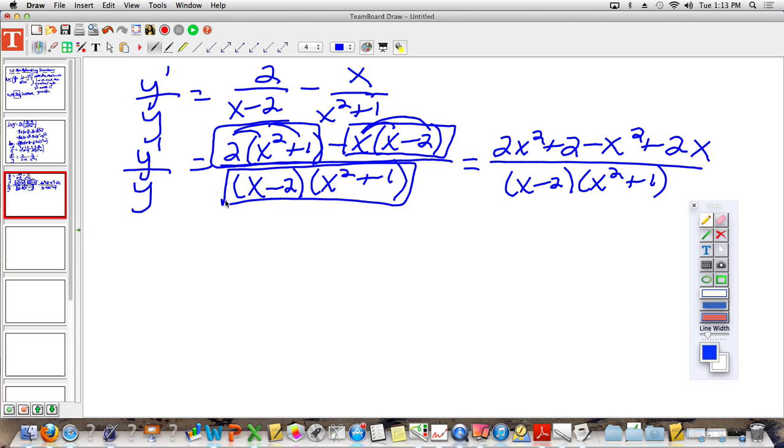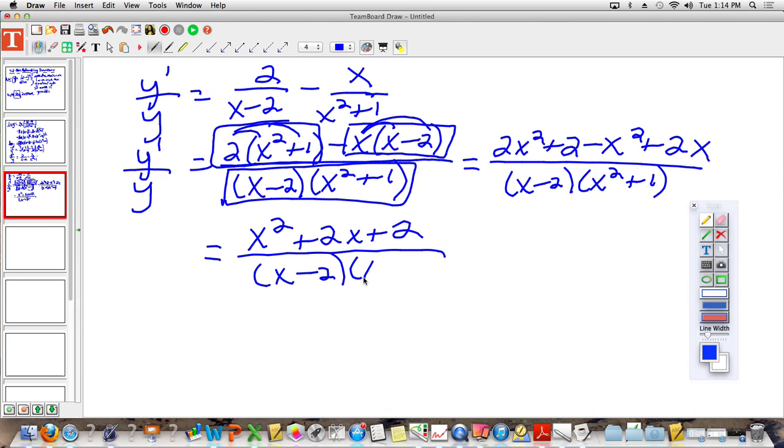Okay? All right. This then is equal to, we have a 2x squared minus a 1x squared. That gets you x squared plus a 2x plus 2. Still with me? Yep. Okay, all over x minus 2 times x squared plus 1.